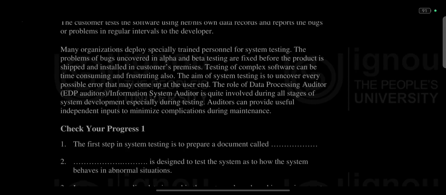The role of the data processing auditor, EDP auditor or information system auditor, is quite involved during all stages of system development, especially during testing. Auditors can provide useful independent inputs to minimize complications during maintenance.